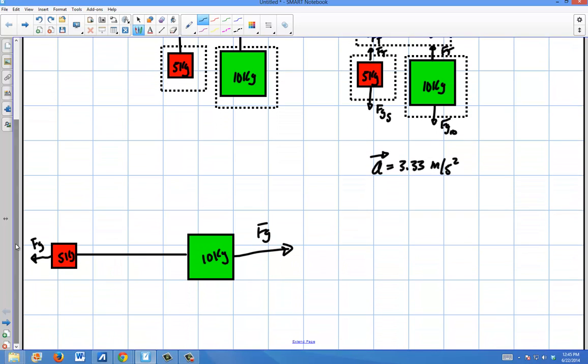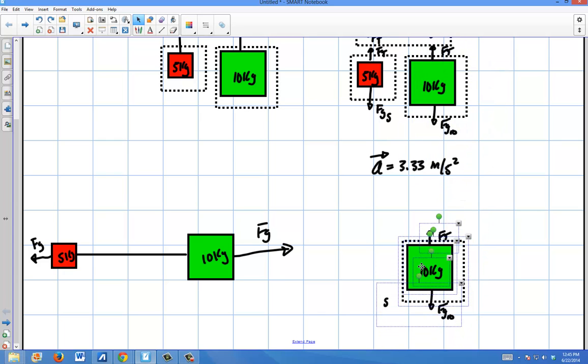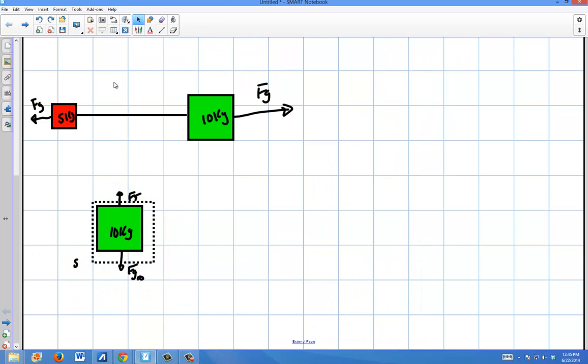So I'm going to take that one right here, that system with the green box, and I'm going to use that to find the tension. Okay, so I'm going to go like this. Let's see if I can just capture those. Bring that down here. Let's go down a little bit like this over here. So what I have now is I have a box. I have tension up, gravity down, like that, and I'm going to use Newton's second law again now.